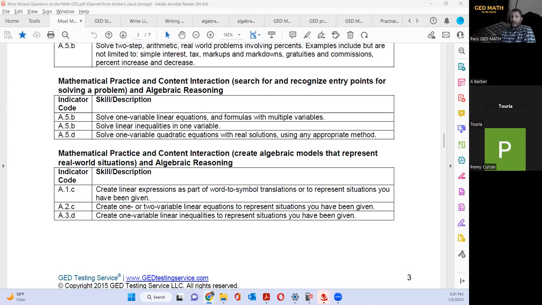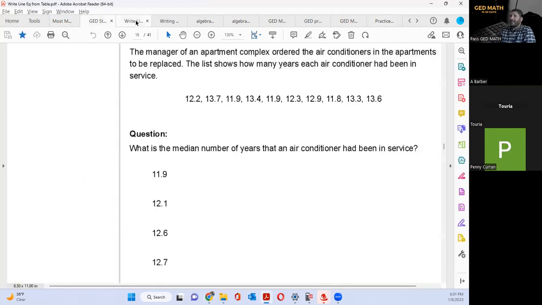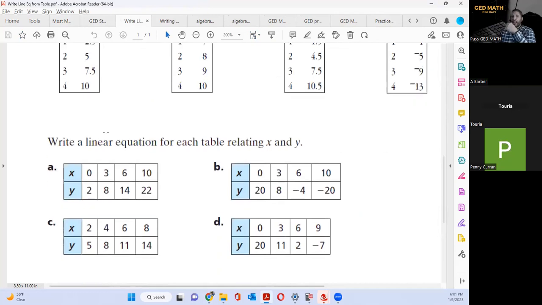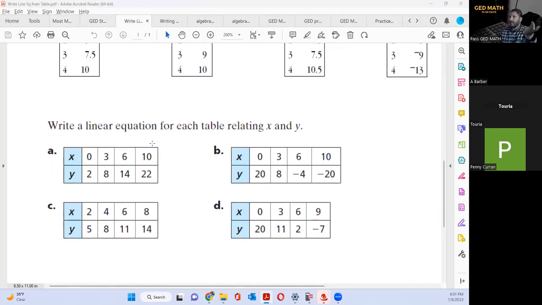All right, so quite a few people this week I saw having issues with determining the equation of a line from either 2 points or from a table. Okay, so I'm just going to select one. It doesn't really matter which one.